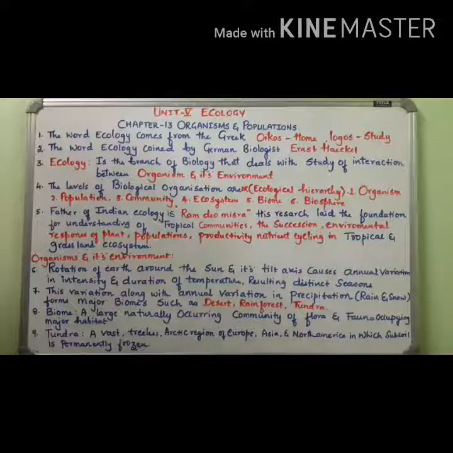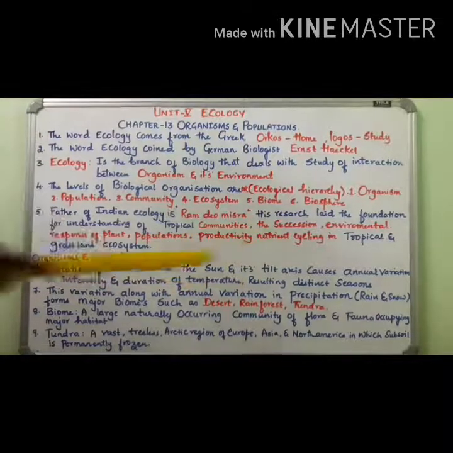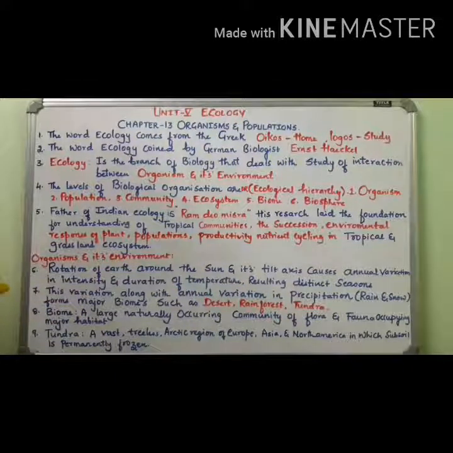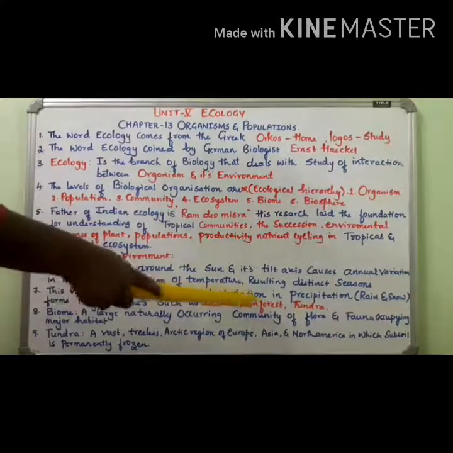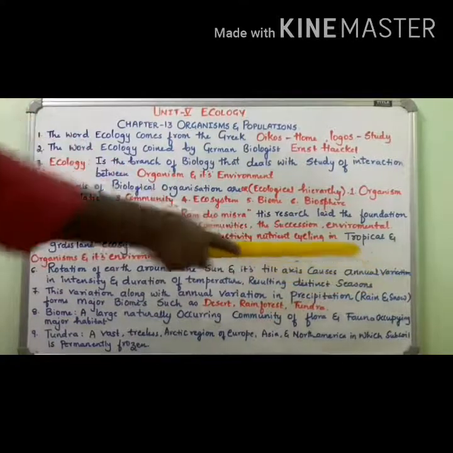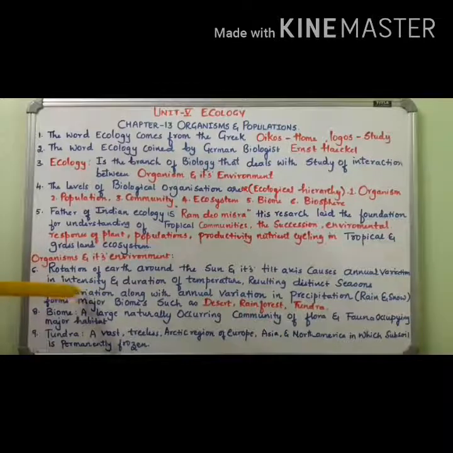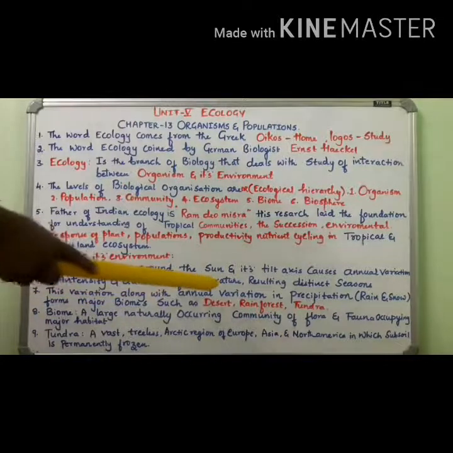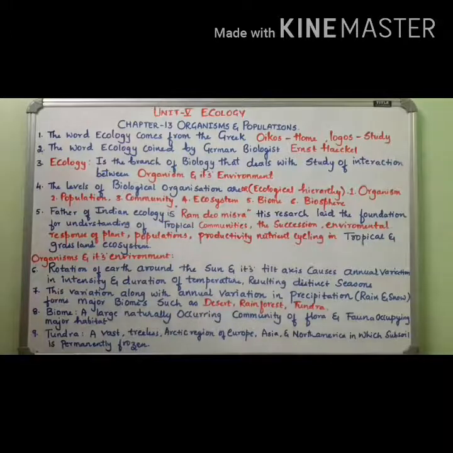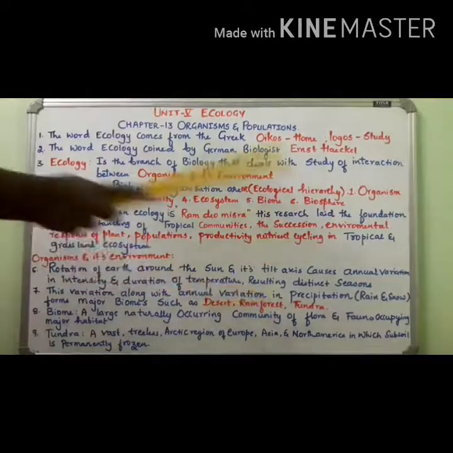When a high temperature exists in our environment, we call it the summer season. So the intensity and duration of temperature result in distinct seasons in our environment. This variation, along with the annual variation in precipitation, rain and snow, forms the major biomes, such as desert, rainforest, and tundra.